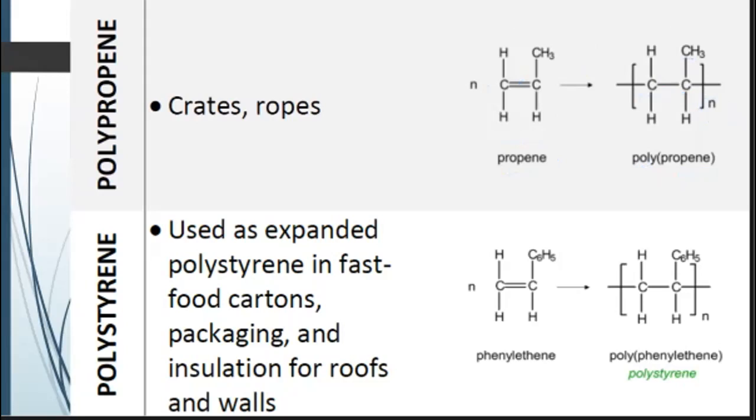All right, next we have polystyrene, or polyphenylethene, which is another way of naming the same compound. The question is, how did we come up with the name and where did it come from? We have phenylethylene, and all they did was add the word poly in front of it, giving us polyphenylethene.